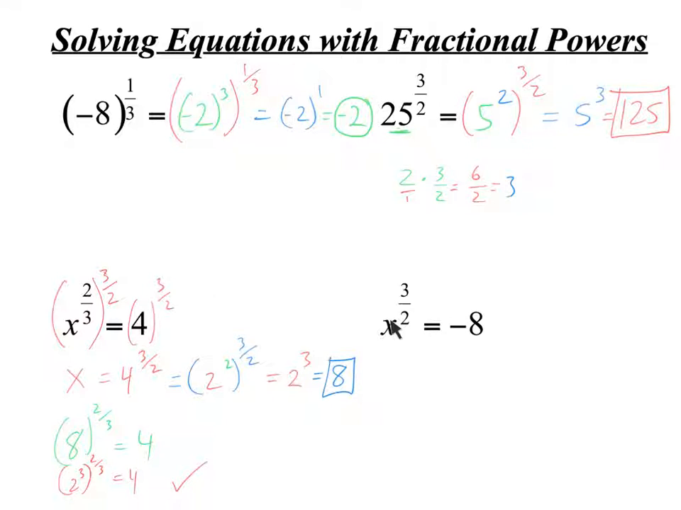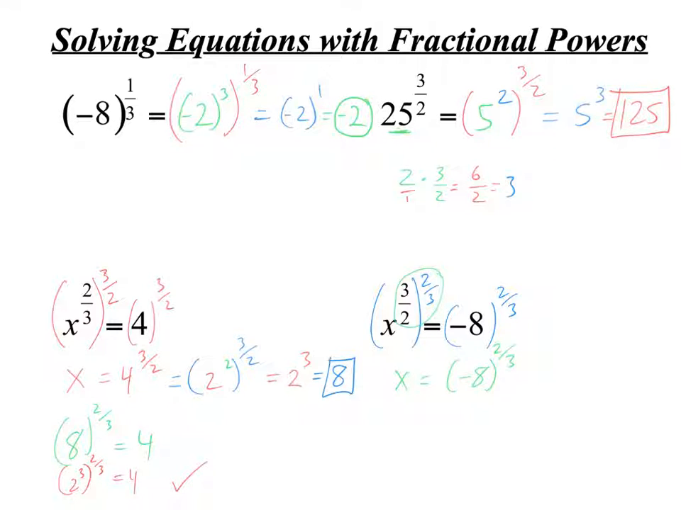Okay, to solve this, I have to power both sides by the reciprocal of the power. So I'm going to power it by a 2/3 power, because if I do a 2/3 power, this will become 1. But I still have a negative 8 to a 2/3 power. I now have to figure out what that right there equals.